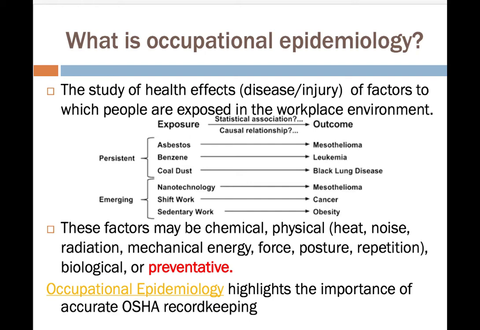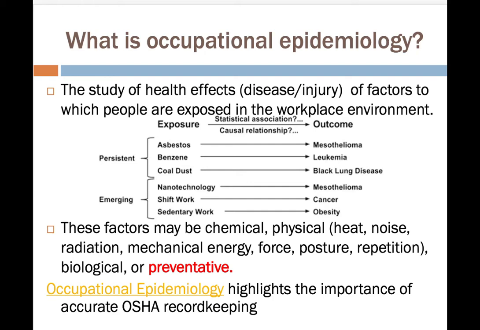The study of the health effects of a disease or injury and the factors to which people are exposed and they have that disease. So for example, folks who were exposed to asbestos may develop mesothelioma. They may not, but they may. People who are exposed to benzene have a higher likelihood of developing leukemia. Is this a causal relationship, or is it just a relationship that occurred because of time passage?